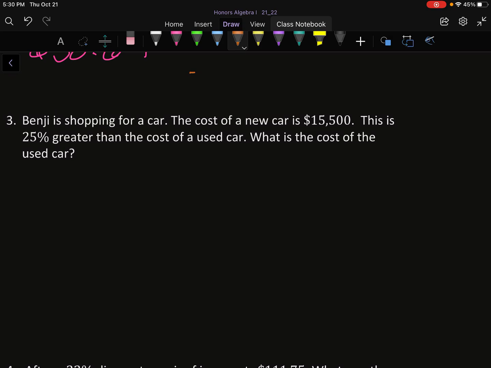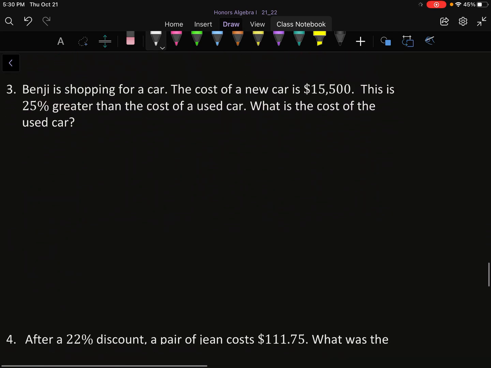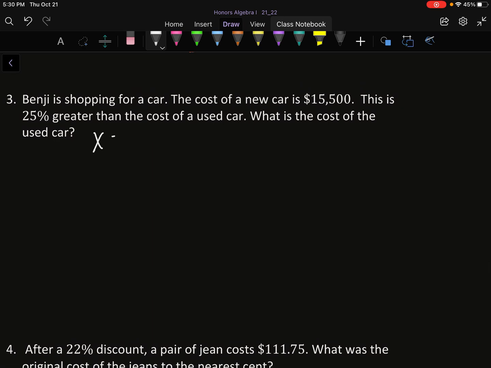Ooh, okay, so this can be done in several ways. Some of you might say, well, 25% more. So then that's kind of just leaving out 75%, right? So some of you might just multiply 15,500 by 75%, and that's going to give you maybe the value. I don't know. But what I'm going to say is, and I didn't assign a variable up there, did I? Shame on me. X is going to be the cost of the used car.